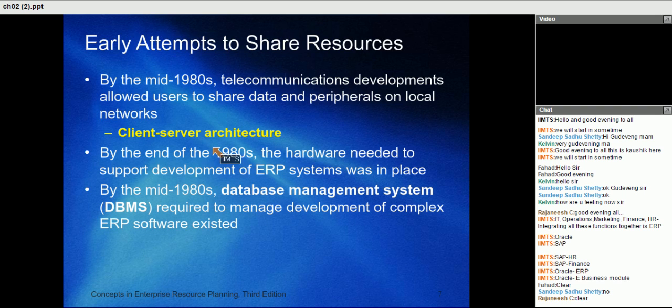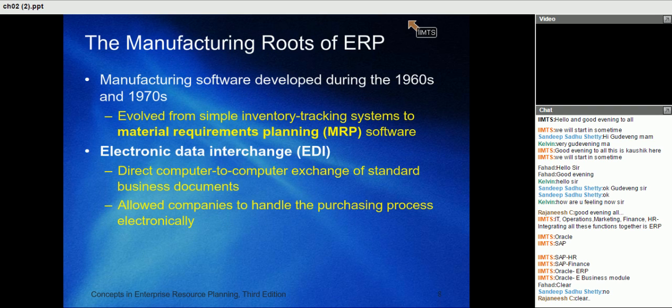Then in the 1980s, there comes a concept of client server architecture. You all will know that there is one server, and with the help of that server, it connects to different clients at different locations, or within the same office region. Suppose you have a server installed at the first floor of the office, and you have different clients sitting at the second floor, third floor, fourth floor, and so on.